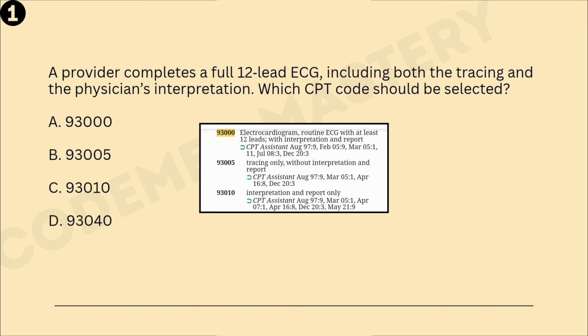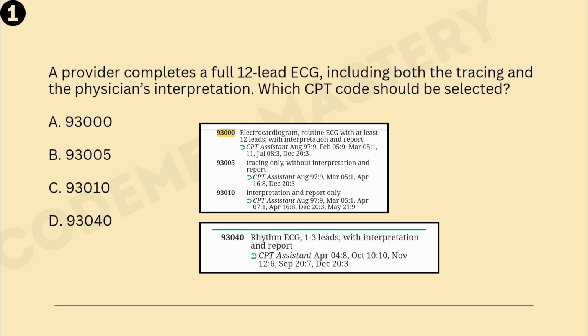93005 is for electrocardiogram, routine ECG with at least 12 leads, tracing only without interpretation and report. 93010 is for electrocardiogram, routine ECG with at least 12 leads, interpretation and report only. And 93040 is for rhythm ECG, 1 to 3 leads with interpretation and report. In the question, they have given a 12 lead ECG, including both the tracing and physician's interpretation. So it is simple. The appropriate code is 93000 because there is interpretation and report and a 12 leads ECG.